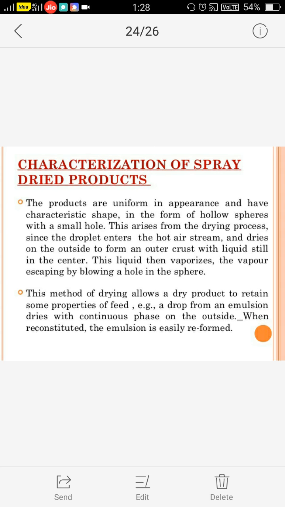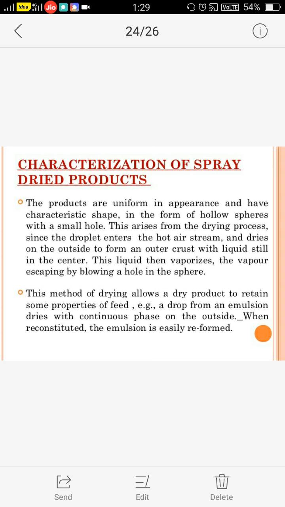Characteristics of spray dried products: products are uniform in appearance and have a characteristic shape in the form of hollow spheres with a small hole. This arises from the drying process, since the droplet enters the hot air stream and dries on the outside to form an outer crust with liquid still in the center. This liquid then vaporizes, the vapor escaping by blowing a hole in the sphere.